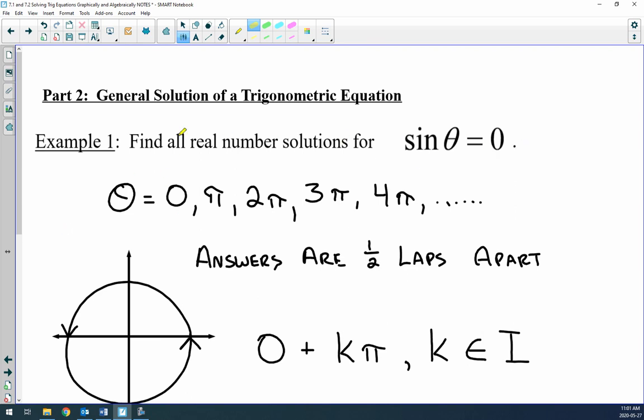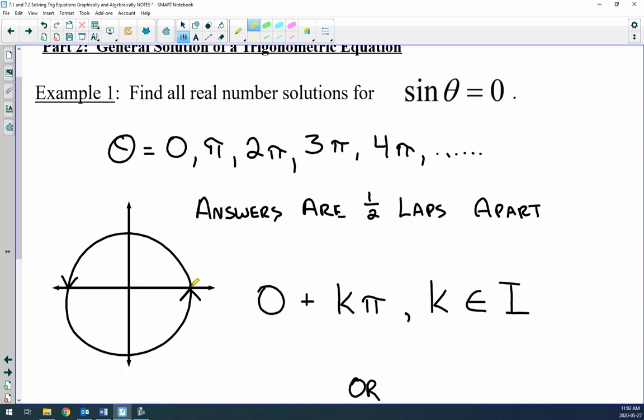Okay, so that would be, and we're in radians, theta would be like 0, pi, 2 pi, 3 pi, 4 pi. You're basically going a half circle around each time. You're going half laps, right? So the answers are half laps apart. You would start at 0, go to pi, and then 2 pi, and then 3 pi, and then 4 pi. And it goes on indefinitely.